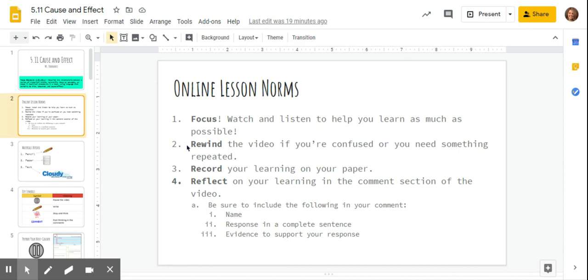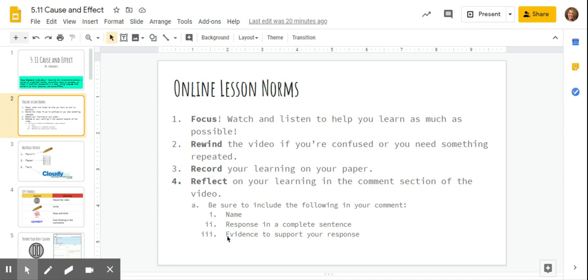Step 3 says record your learning on your paper. So in just a second, we'll get our materials set up so that you can take notes and have your learning recorded so that you can send it to your teacher. And step 4 is that part where you're sending to your teacher. You're reflecting on your learning in the comment section at the end of the video. So in the comments underneath where this video will be posted, you'll put your name. You'll have your response with complete sentences and evidence to support your response. And I'll go over that again when I go over your exit ticket at the end of the lesson.